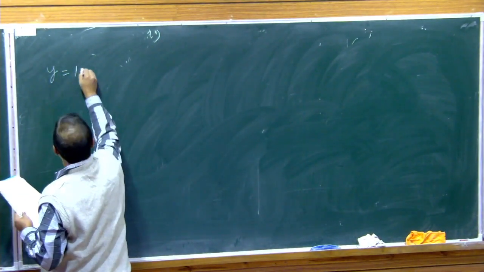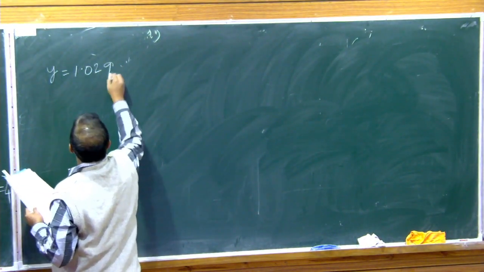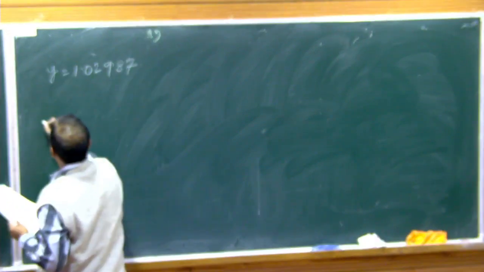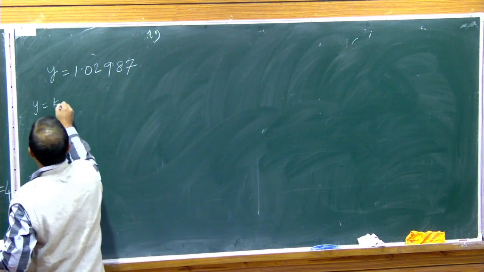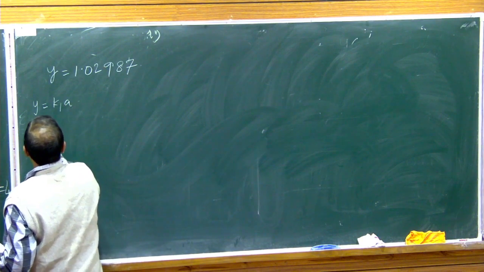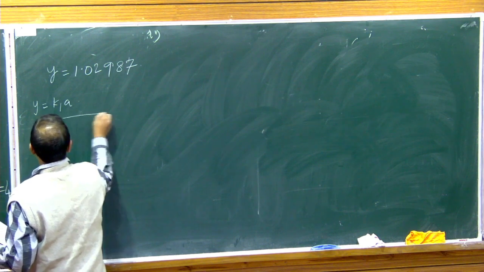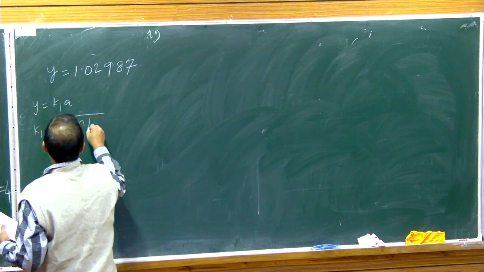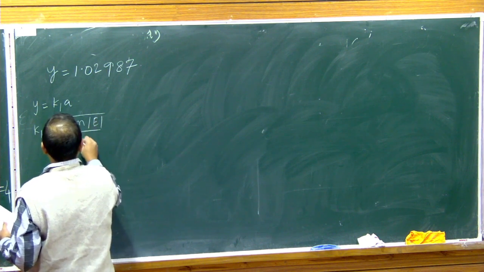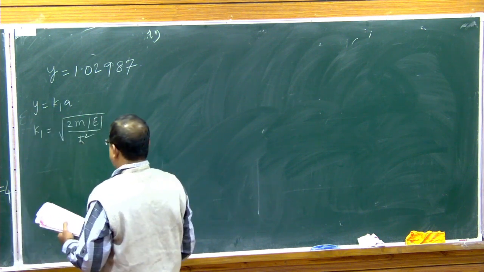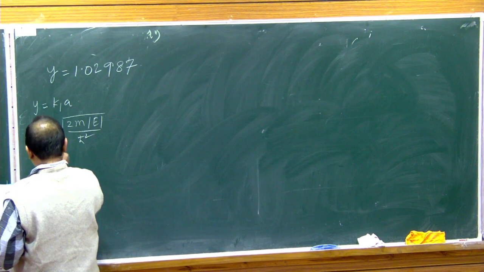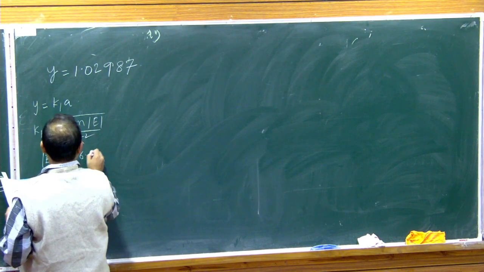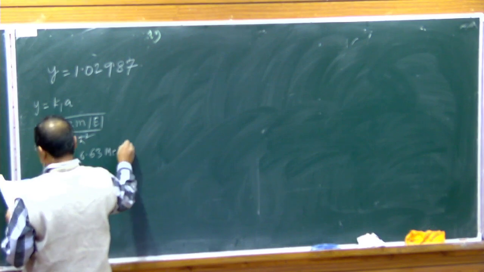So if you solve this, your y comes out to be 1.02987. Just to remind you, your y is equal to k1 a, and your k1 is equal to root over 2mE by h cross square. Now you can get your E here, and mod E comes out to be 6.63 MeV, or you can find it in joules.